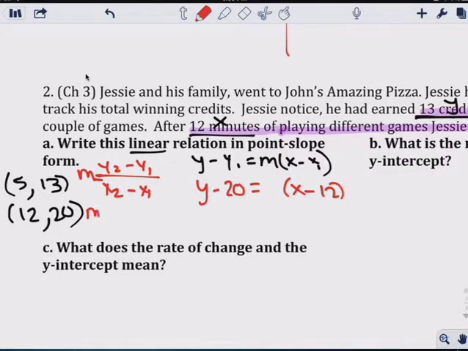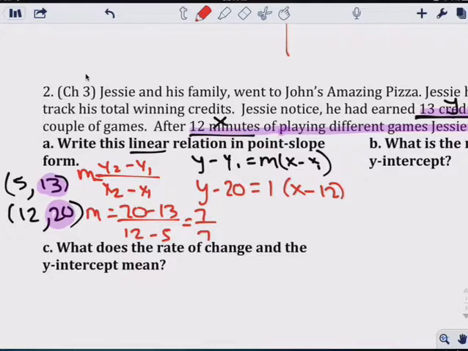So m equals y2, that's 20, minus 13, and 12 minus 5. So my m is 7 over 7, right? Which is 1. Oh, that's an easy one. 7 over 7.